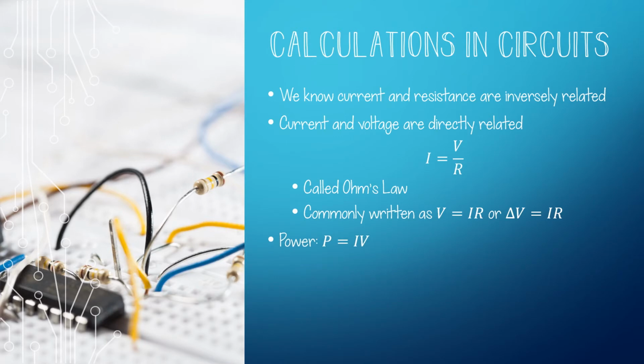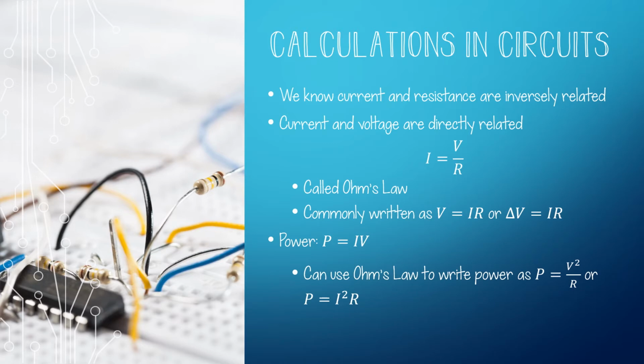Now, another quantity that we often calculate in circuits is power. We learned in a previous video exactly what power is, the rate at which energy is dissipated or transformed into another type, but we didn't learn any equation for power. So one way of calculating power is that power is current times voltage. This is the equation that'll be given to you for any assessment that you have.